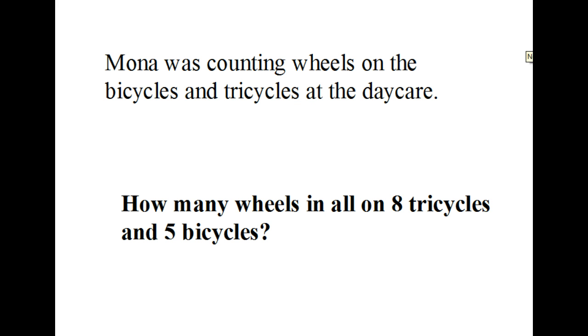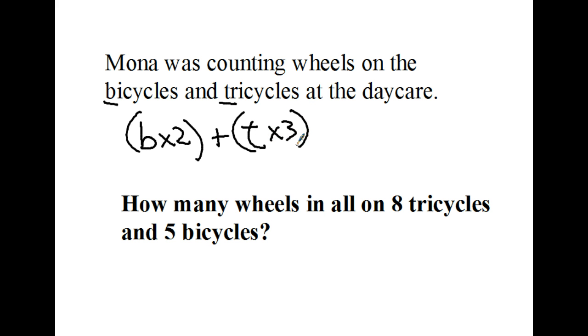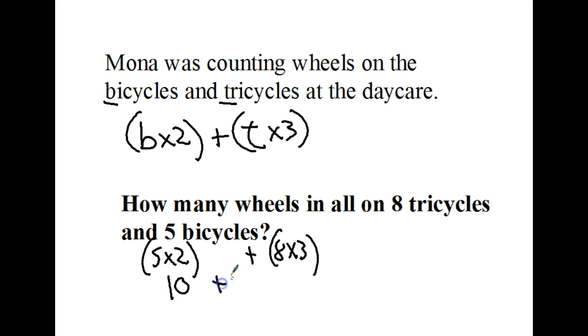You try it out. Again, she's counting wheels, but this time we have bicycles and tricycles. How many wheels on a bicycle? 2. Plus how many wheels on the tricycle? 3. Come down and solve. There's 8 tricycles, so 8 times 3, plus 5 bicycles, 5 times 2. 5 times 2 is 10, plus 8 times 3 is 24. 10 plus 24 gets me 34 wheels.